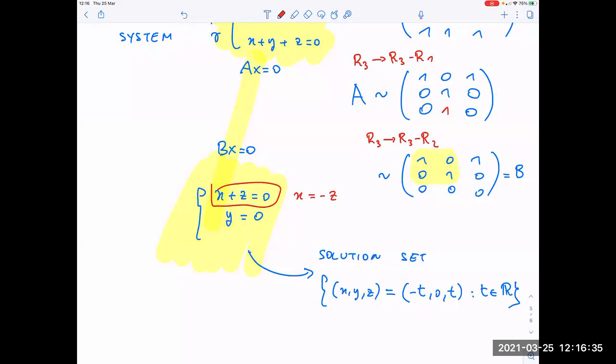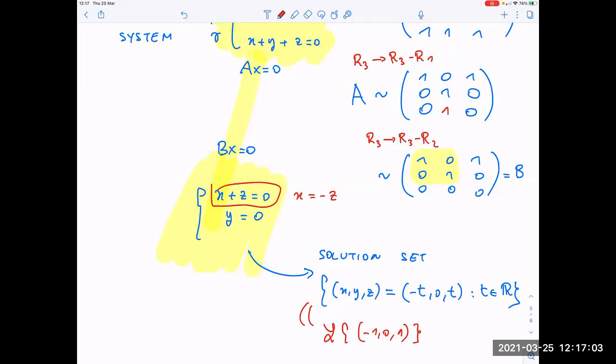In other terms, the third equation was redundant. Also note, that's probably a good thing to note, this is the linear span of the vector minus 1, 0, 1, the set of all multiples. Okay?